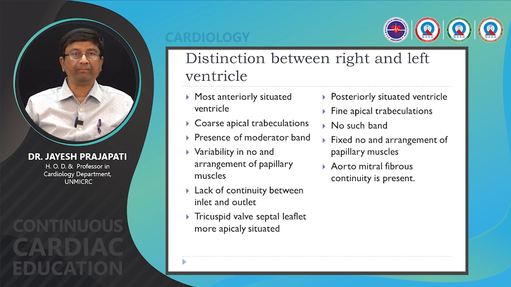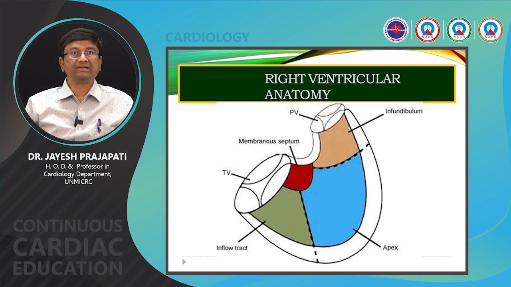When we see the four chamber view, usually the valve goes with its ventricle, so the apically displaced leaflet is tricuspid. So the tricuspid valve septal leaflet is more apically situated, while the LV is a posteriorly situated ventricle, and there is fine apical trabeculation. There is no band like the moderator band, there is a fixed number and arrangement of papillary muscles, and as I said, the aortomitral continuity is present.